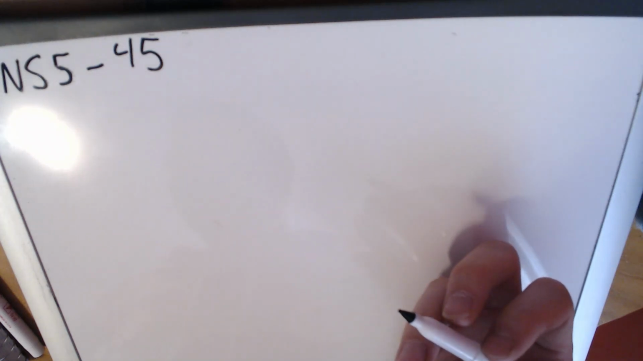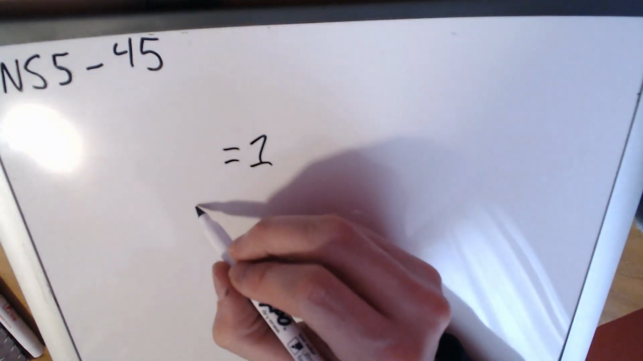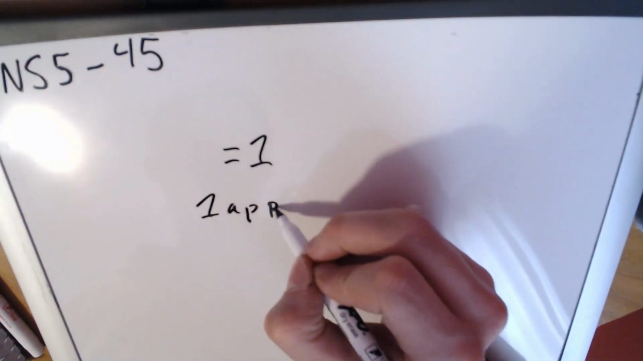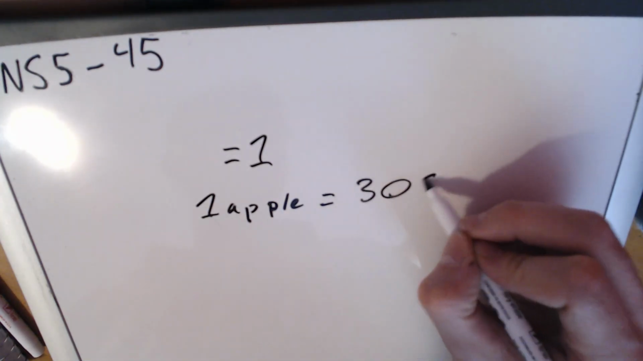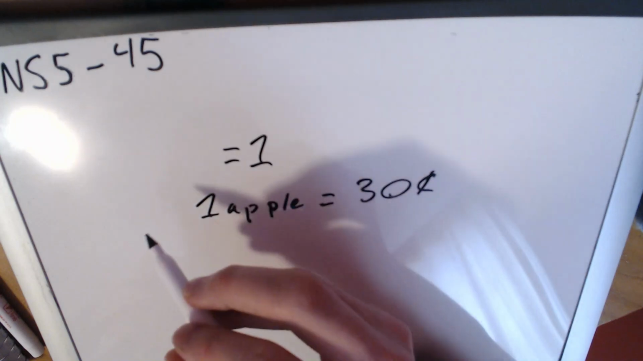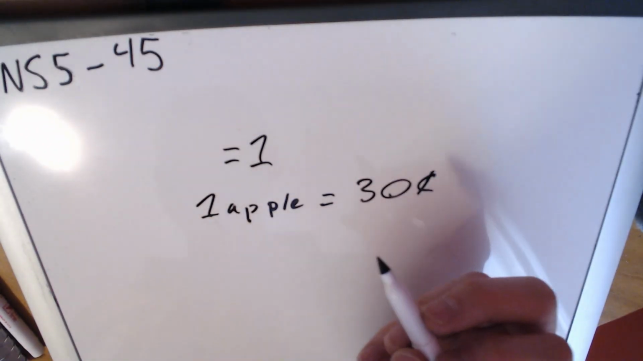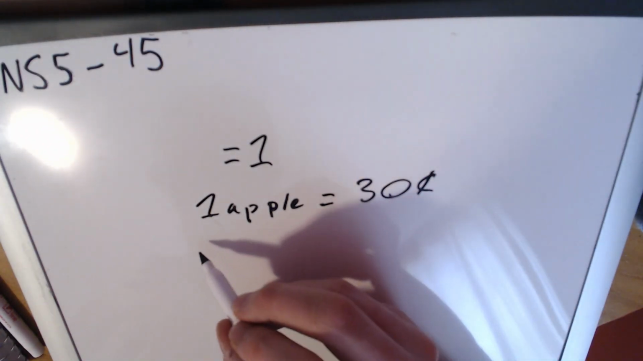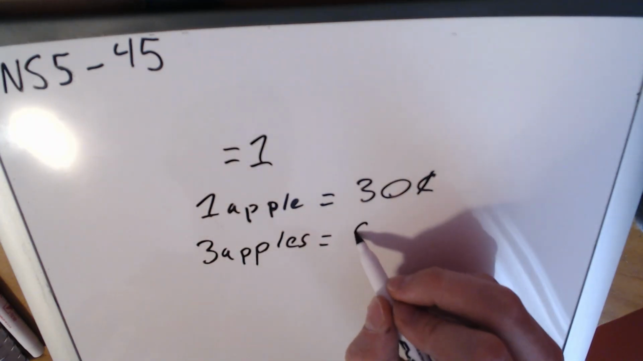Sometimes when we're dealing with things that are being compared, just like before, they're compared at an equal to 1. So something was equal to 1. For example, we could say 1 apple is equal to 30 cents, right? This would be a comparison that's equal to 1. So if I was to ask how much 3 apples would be, you would say that 3 apples are equal to 90 cents.